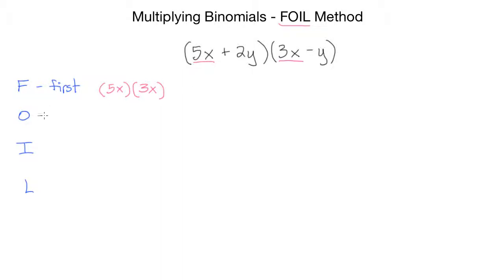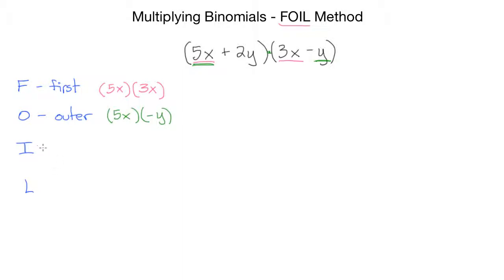O represents the outer two terms. So let's find my polynomials. If my inside is right here where I'm multiplying, my outer two terms are my 5x and my negative y. So I've got to multiply those together. 5x times negative y.